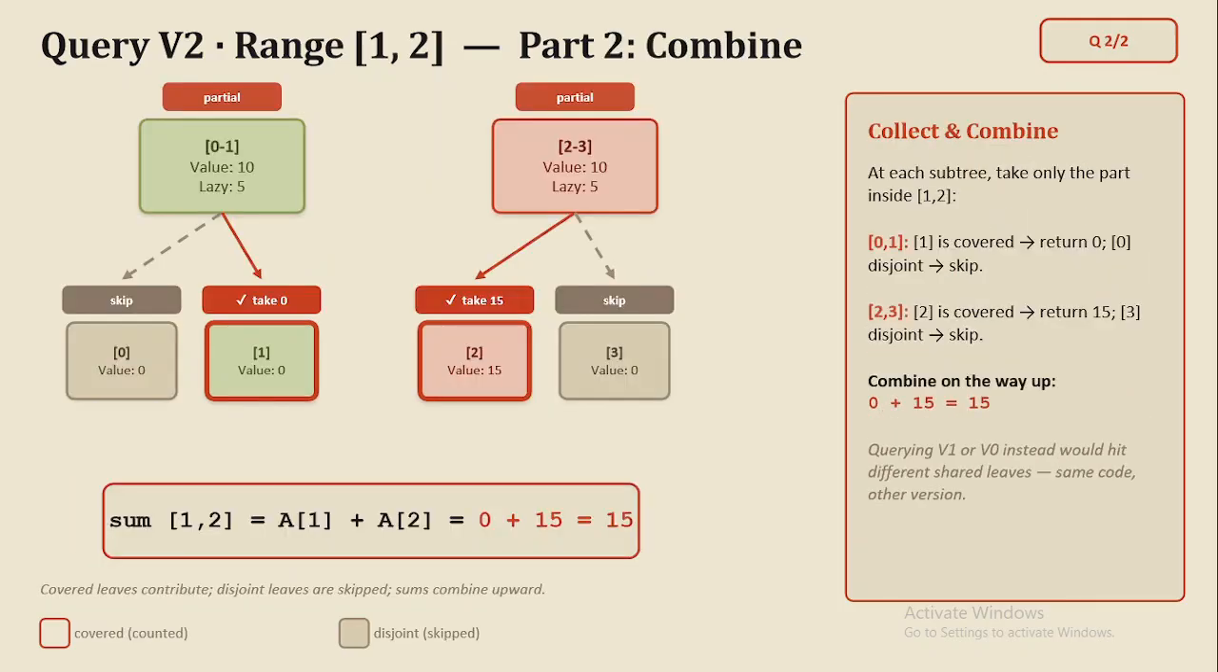In the next slide, we collect the results on the way back up. From the left subtree, index 1 is covered and returns 0. Index 0 is disjoint, skipped. From the right subtree, index 2 is covered and returns 15. That's our answer. If we had queried version 1 or version 0 instead, the same traversal code would just follow a different route into different shared leaves.